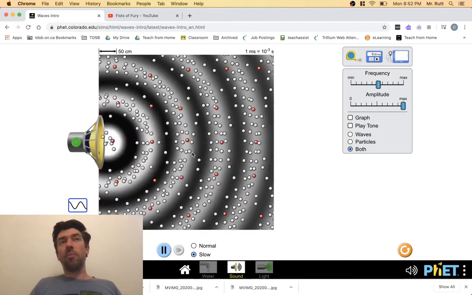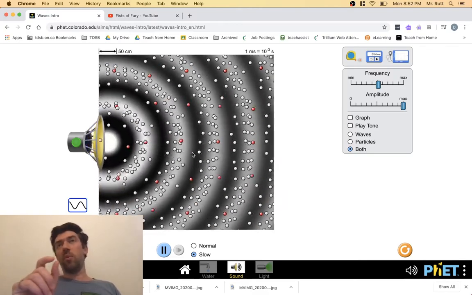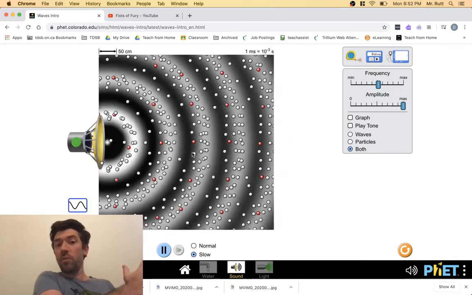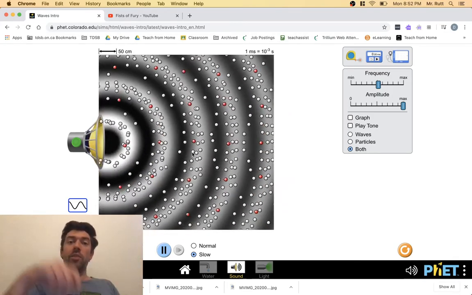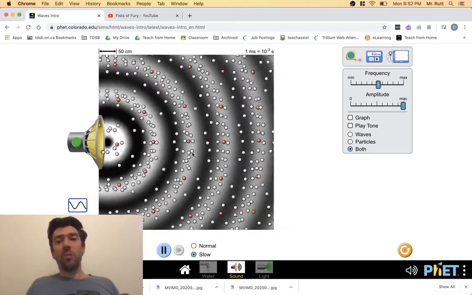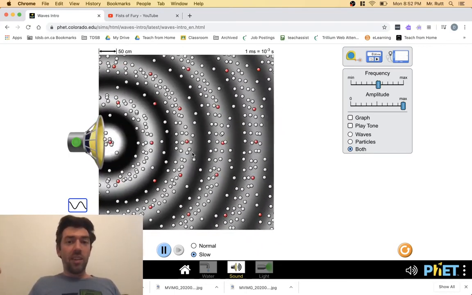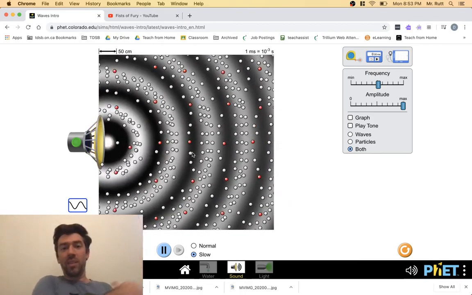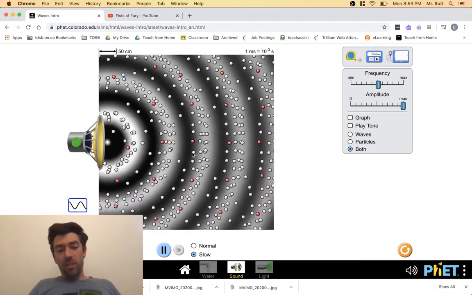And it's the same thing that happens with water. So an individual drop of water in the ocean is not actually traveling along the surface of the water with the wave. It's actually just going up and down. And so it's kind of an illusion that the wave is moving. It's actually just water going up and down, but it looks like a wave is doing this, but it's actually not. So that's kind of crazy.